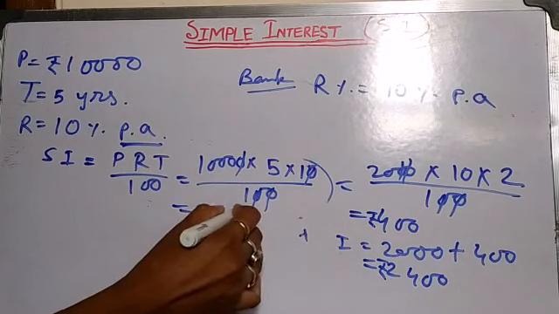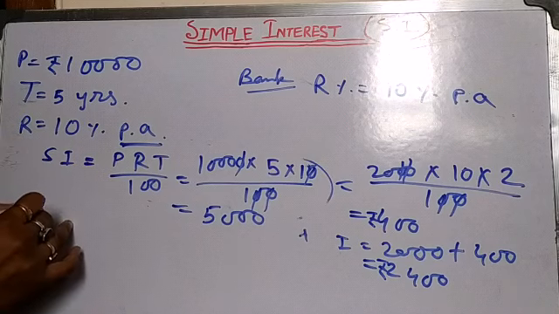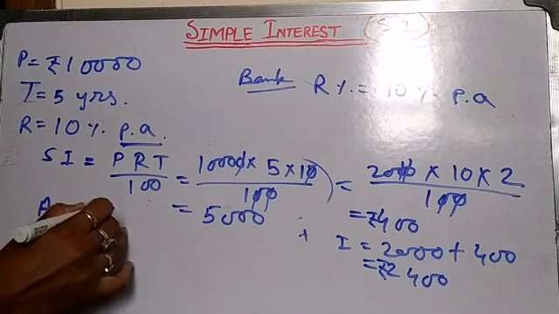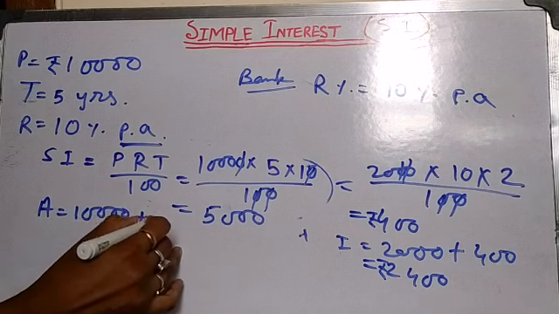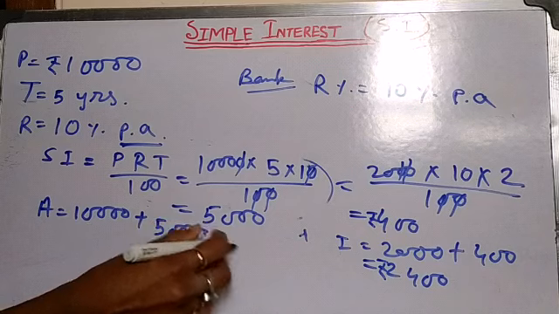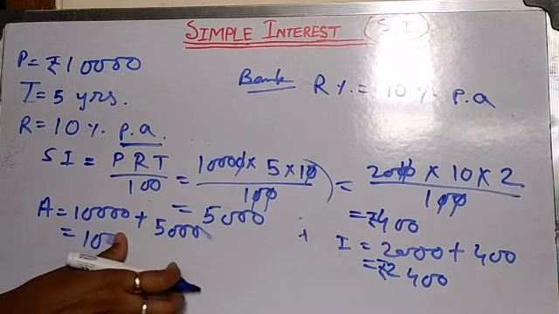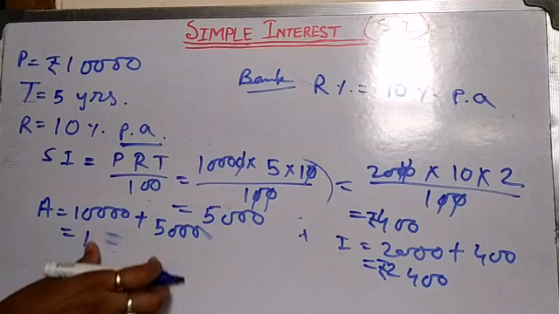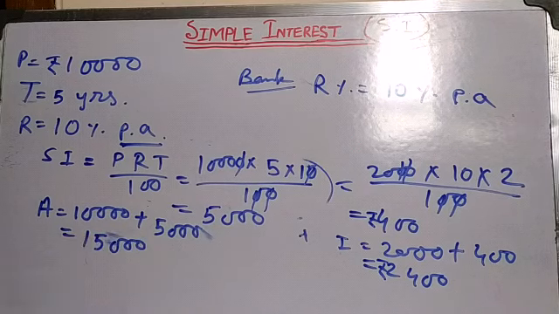So this is 5,000 rupees. That means after 5 years I have to return 10,000, the principal, plus extra money 5,000. That means total 15,000 I have to return to the bank. So that is the way.